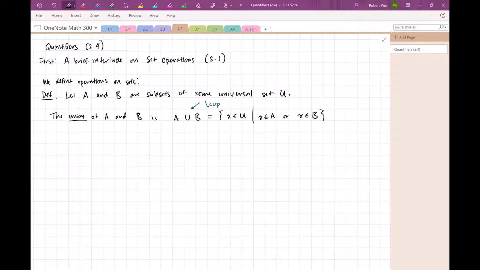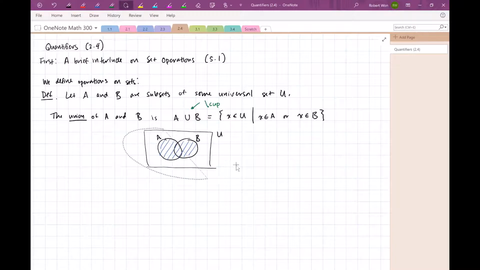So we could draw a picture of this. The usual way to do this is with a Venn diagram, right? So if this is A and this is B, and this big box is the universal set U, then the union is everything that's in A or in B or both, because or in math is usually inclusive or. Okay, let's move this off to the side a little bit.